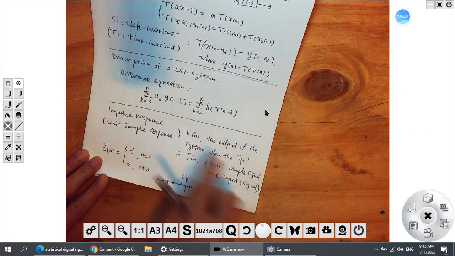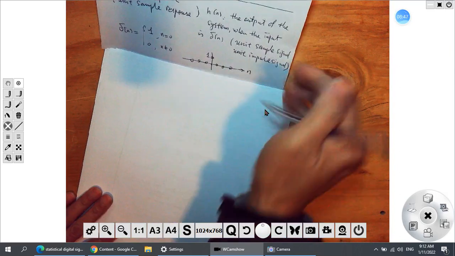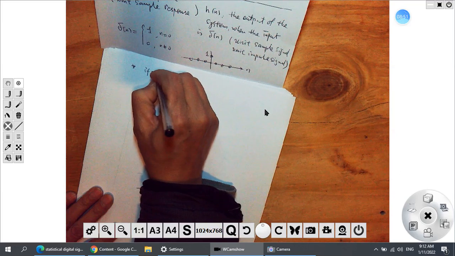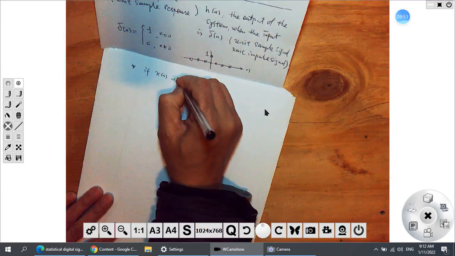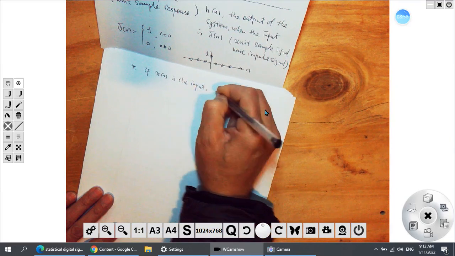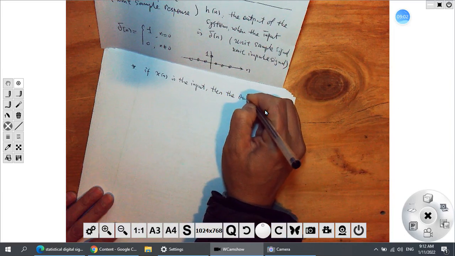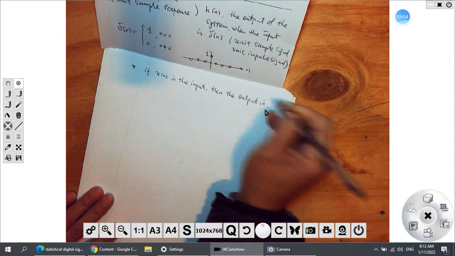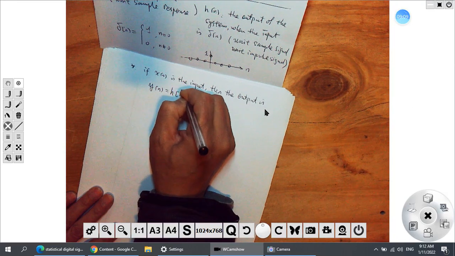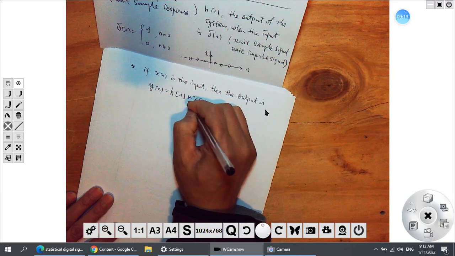For the impulse response, we have a very good feature. If x[n] is the input, then the output is y[n], which equals h[n] convolved with x[n]. This is a convolution.